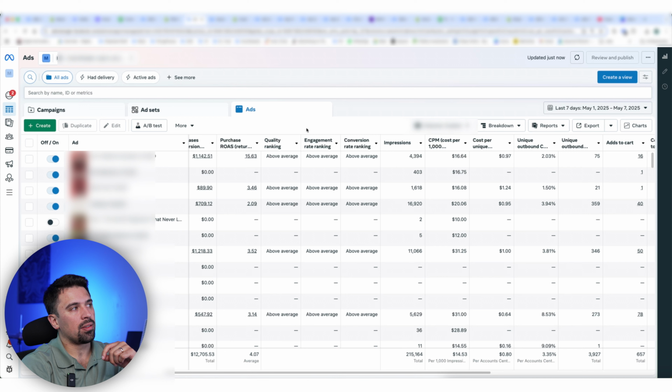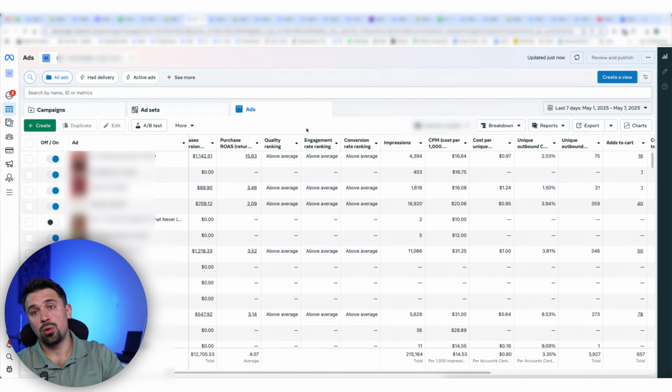So these three things actually contribute to your CPMs. Okay, what else contributes to CPMs? Well, your Facebook page feedback score also contributes to your CPMs.